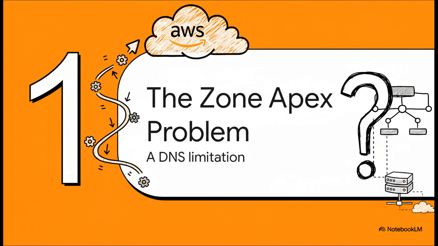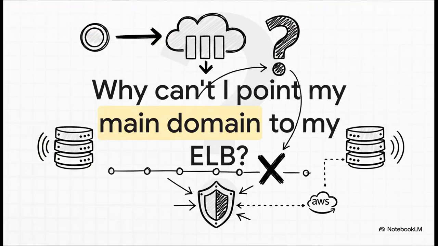First up, let's tackle a problem that trips up so many people when they're just starting out with building on AWS. It's a fundamental limitation of DNS you just have to know. Have you ever run into this? You've got your shiny new Elastic Load Balancer all set up, and all you want to do is point your main domain, example.com, directly at it. But you can't. So why is that?